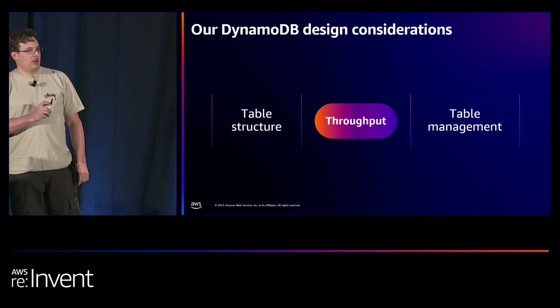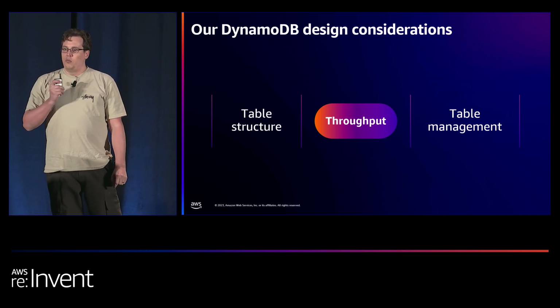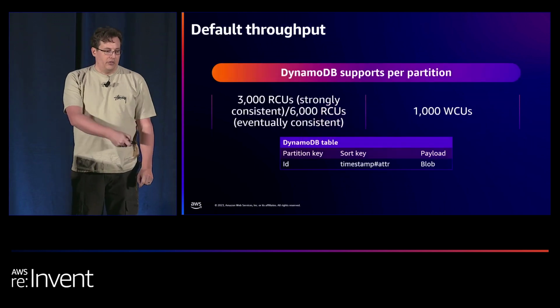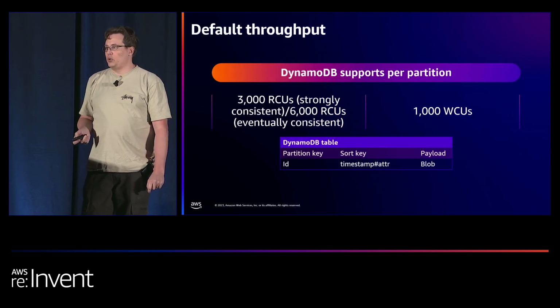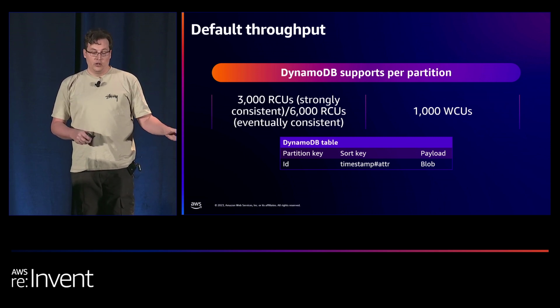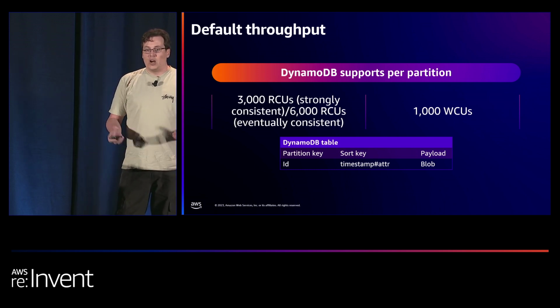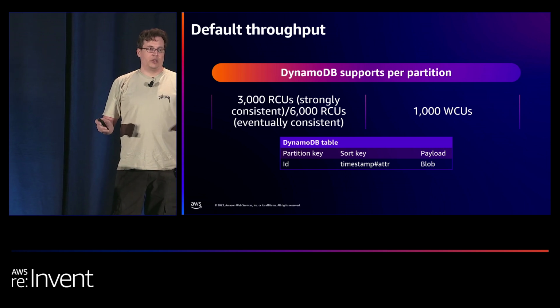And so that's why we talk about throughput. We've selected a design that has a throughput risk. But can we solve it? And the answer is, of course, yes. And so here's your default throughput constraints. DynamoDB will support per partition 3,000 RCUs strongly consistent, 6,000 eventually consistent. And for our applications, we're entirely working in the eventually consistent space.